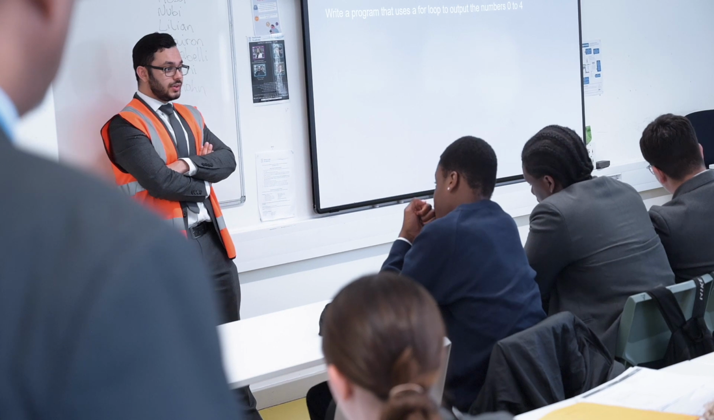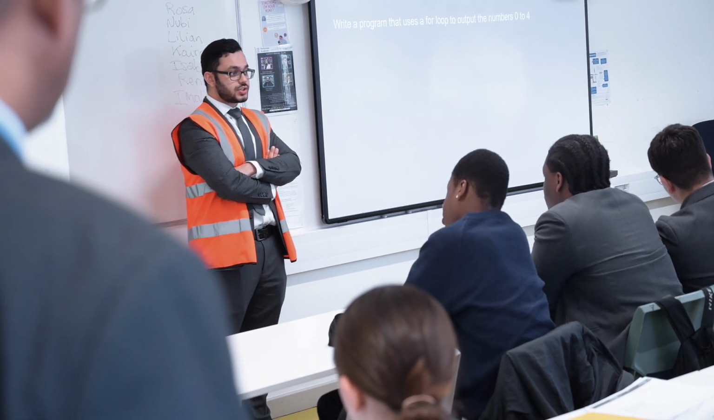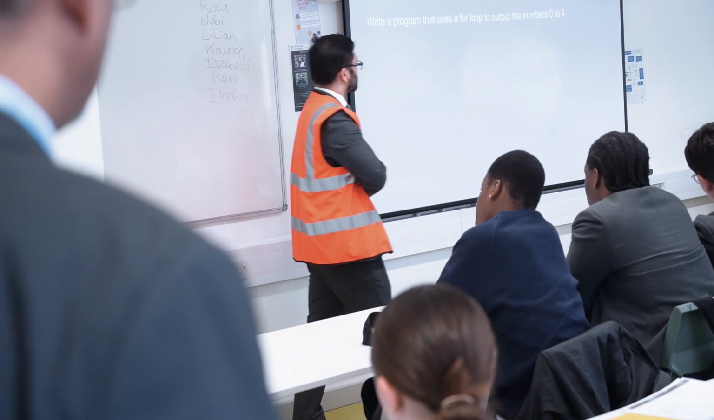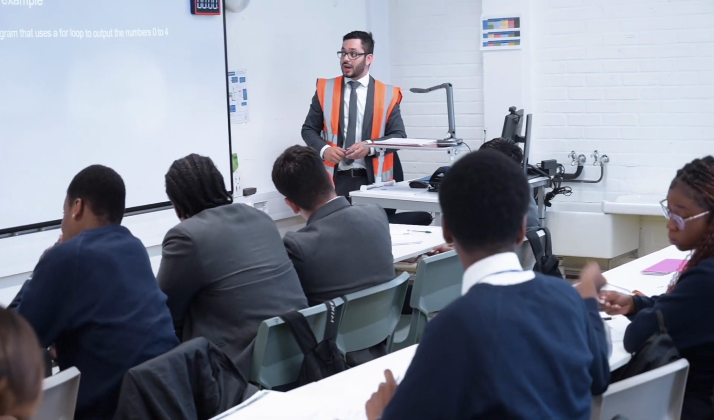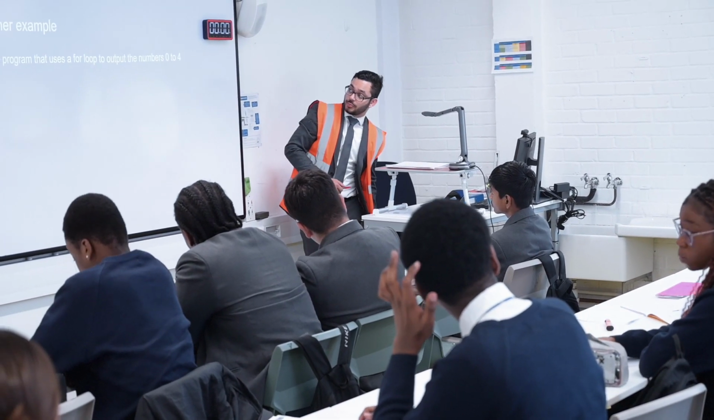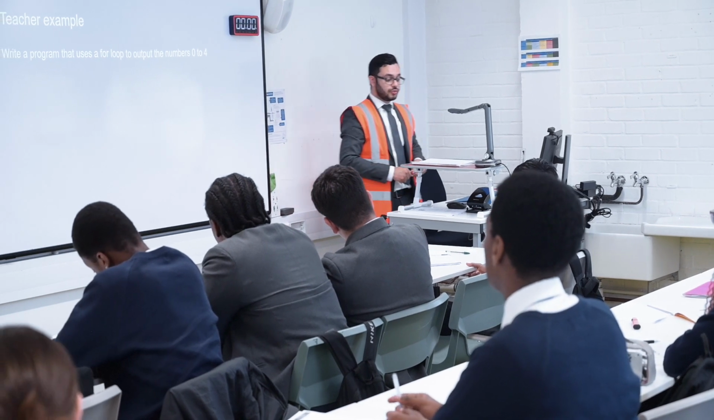Then we'll go through another question similar to it together, and then I'm going to get you guys to try a question on your own, and then we'll go over the answer together after that before we go on to independent practice. Now, let's go on to the teacher example. The question says specifically, write a program that uses a for loop to output the numbers 0 to 4.